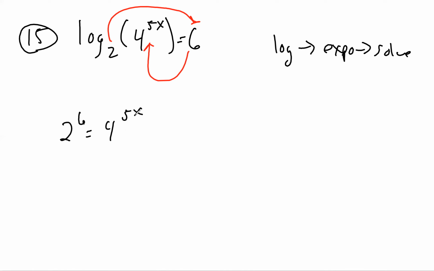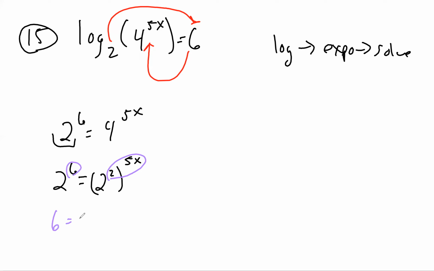Now, this is one of the problems similar to the other day, where we want the same base. Well, we have a base 2 right here. Let's turn this 4 into base 2. We know that 4 is just 2 squared. Well, we also know that the 5x still exists. And so we're going to take these exponents and set them equal to each other.